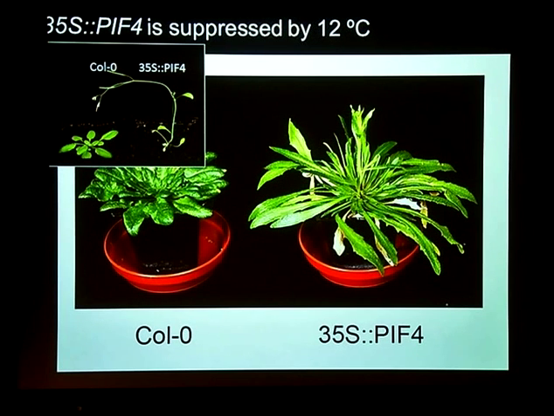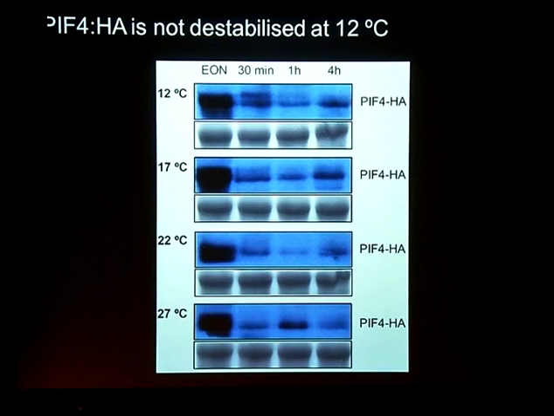And so you might say, well, what could be happening is the cold is destabilizing PIF4 protein. So even though you're overexpressing the gene in this transgenic plant, the protein is being destabilized by the cold, so there's no transcription factor around to activate target genes. And that's not the case in our hands.